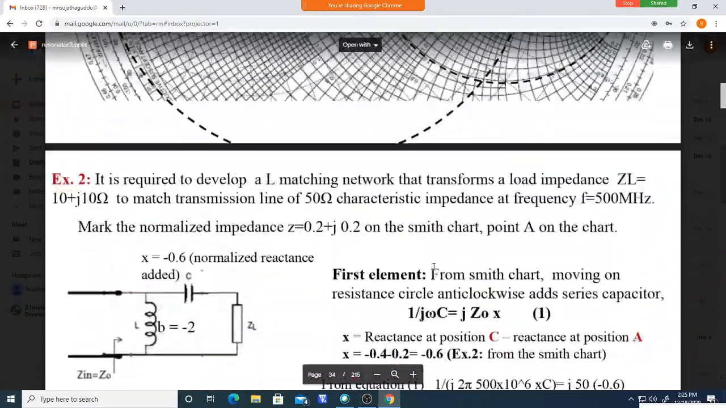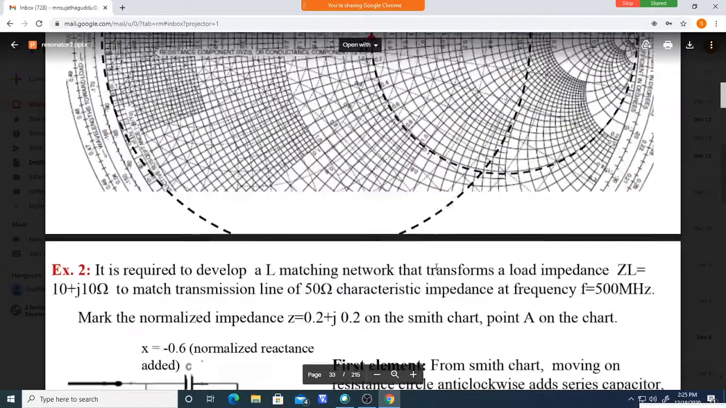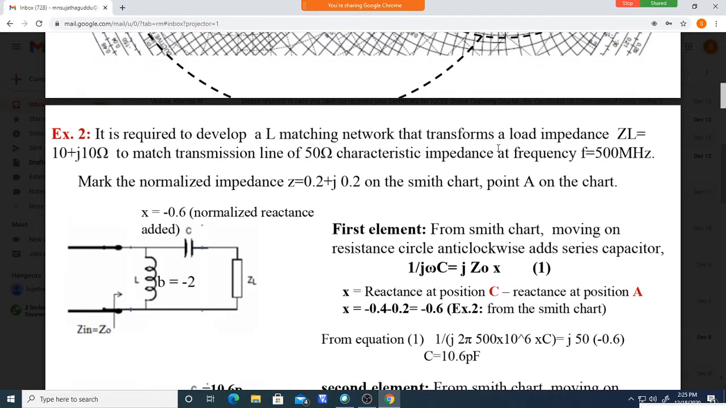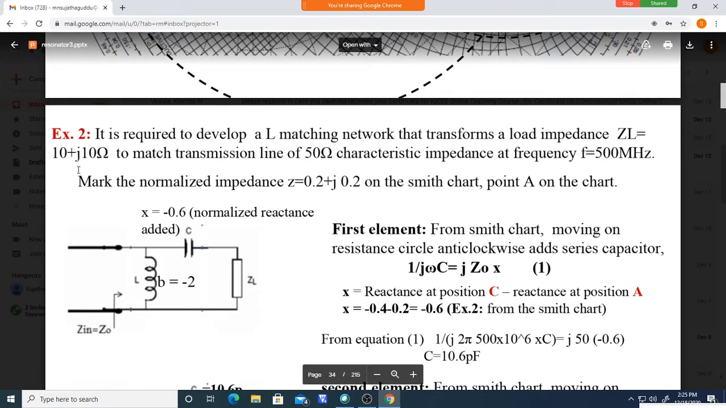Okay, for example, one more problem here. It is required to develop an L matching network to transform a load impedance ZL = 10 + j10 to match a transmission line of 50 ohm characteristic impedance at 500 megahertz. So the load is 10 + 10j. You should bring it to the 50 ohm again.